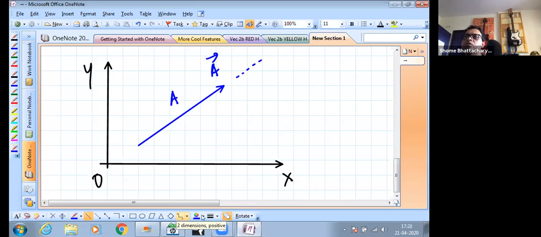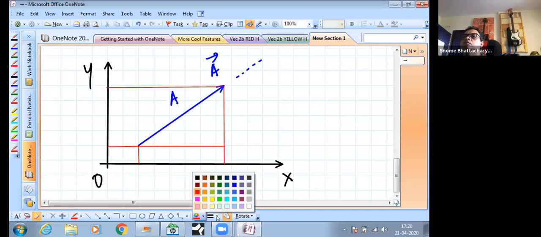For that, we drop a perpendicular like this onto the x-axis, and we drop a perpendicular like this onto the y-axis. Remember, this is just to talk about components. So they are just guidelines, they are no actual lines.